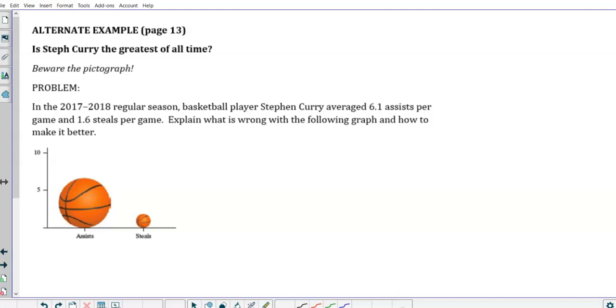So what's wrong with this one? Similar to that last one, it looks like he has 1.6 steals and 6.1. So that's about 4 times as much, roughly. But you can see the area of this ball. If you took one of these and put it inside of there, there'd be a whole bunch, more than 4, 5, 6, 7, 8, 9, 10. Like the area is not right. A pictograph is a really bad way to do a scaling because it's not a good representative graph.